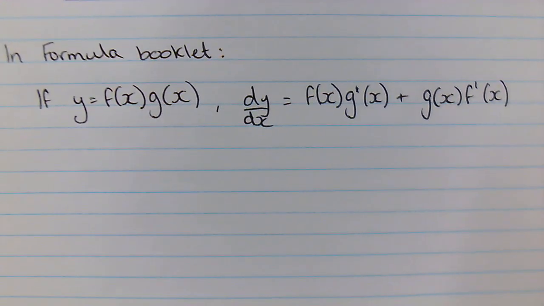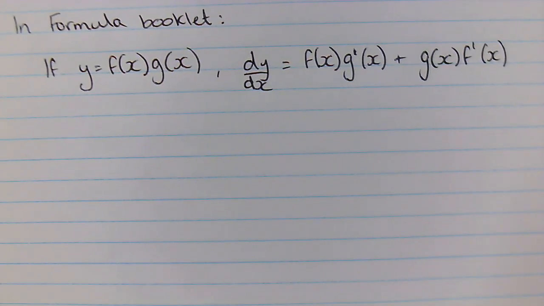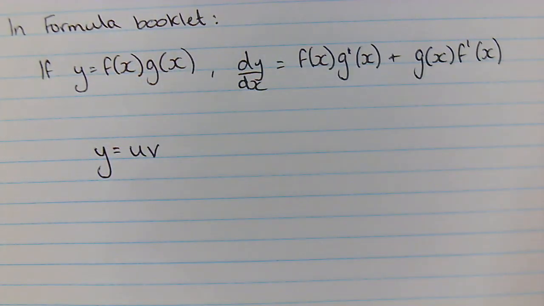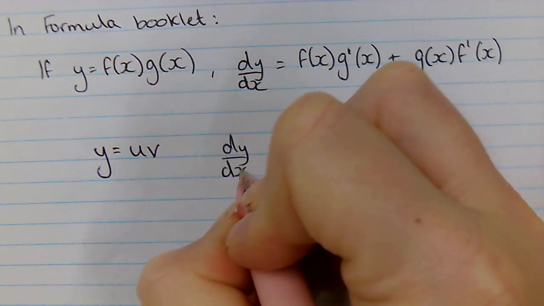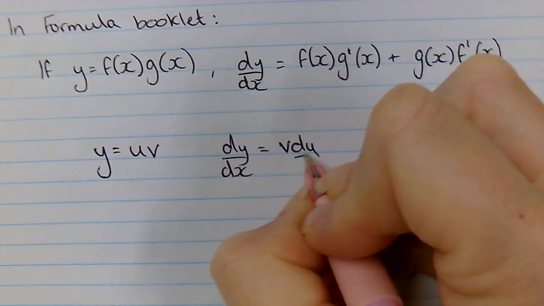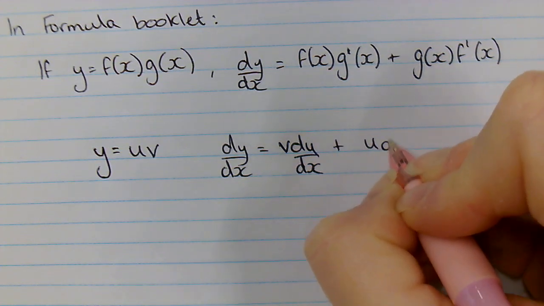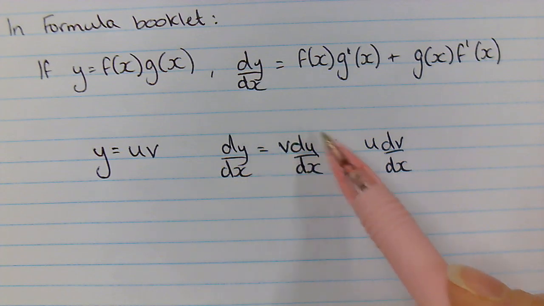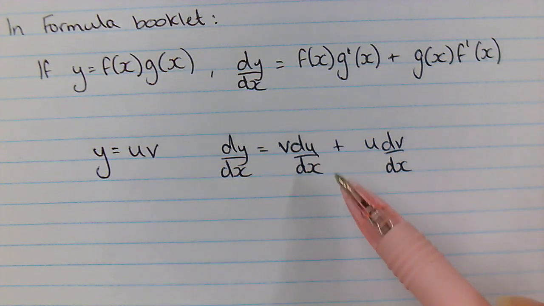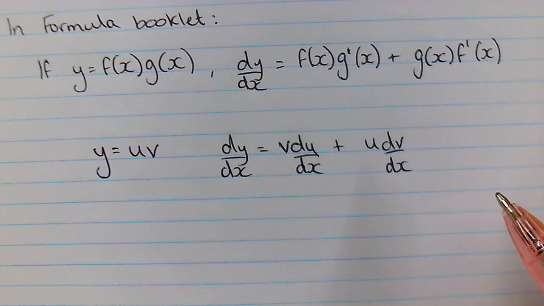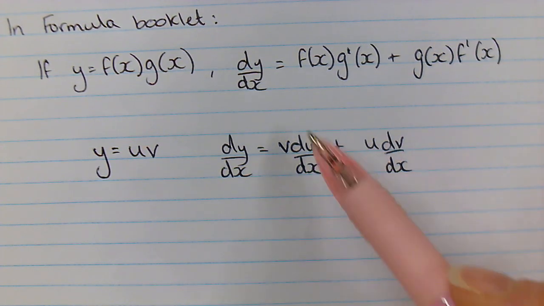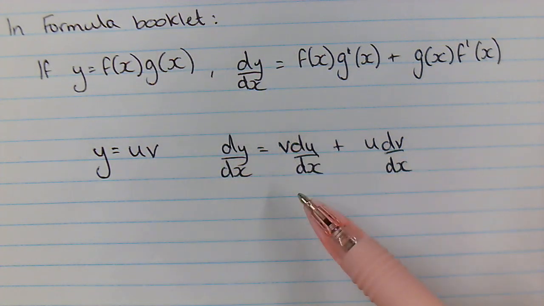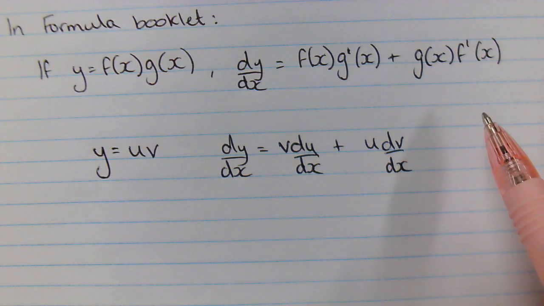So what we tend to do is we work in terms of u's and v's, and it's far easier to remember. So I am going to be using: if y equals u times v, then dy by dx is v du dx plus u dv dx. So v is multiplied by the derivative of u, plus u multiplied by the derivative of v. Now, if you look above, it's actually done in the order f and then g. This could be u dv dx plus v du dx.